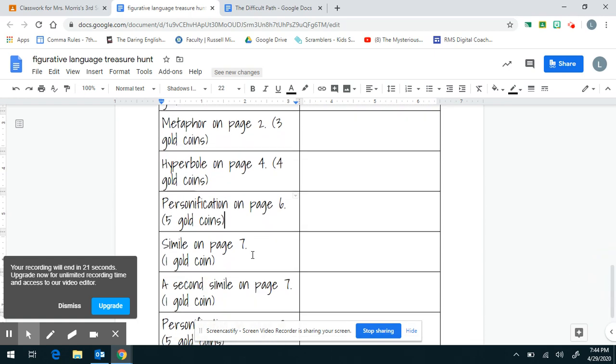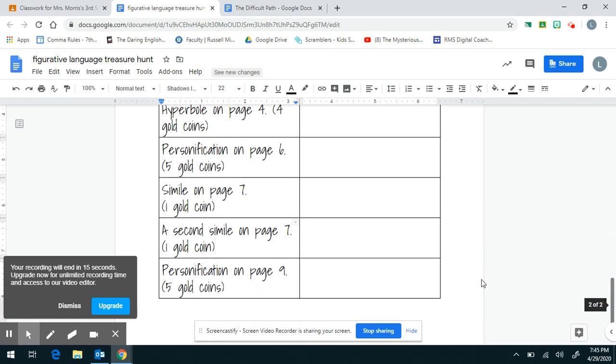A simile again on page 7 using like or as, another simile on page 7 using like or as, and the personification giving human characteristics. You're going to write your answer from that line. You can copy and paste it right over here and underline where you found it. And then all you need to do is get 10 coins. So just add your coins up. And I'll be on our Google Meet at 11:30.